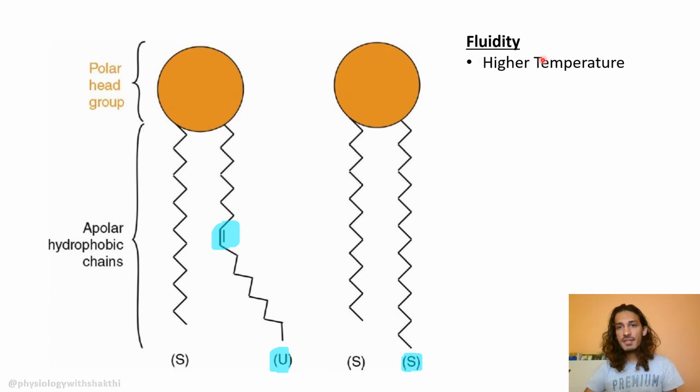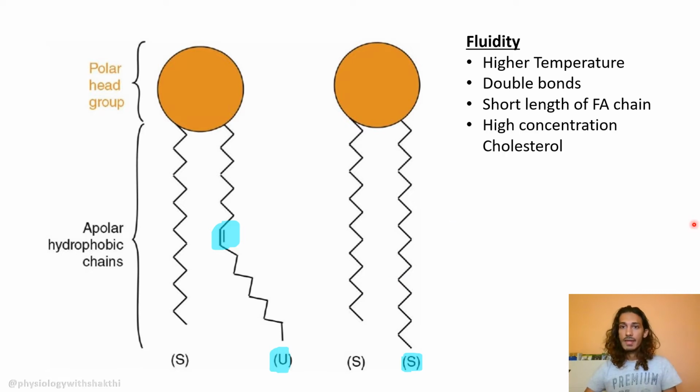So first thing for fluidity, high temperature. If the temperature is high, then fluidity increases. Double bonds, more the number of double bonds, more unsaturated it is, more the fluidity. And if the fatty acid chain is shorter, that again increases it. And if the concentration of cholesterol is high, that also increases fluidity. So things that decrease fluidity will be the opposite of this. Questions come based on this, you just remember these points.